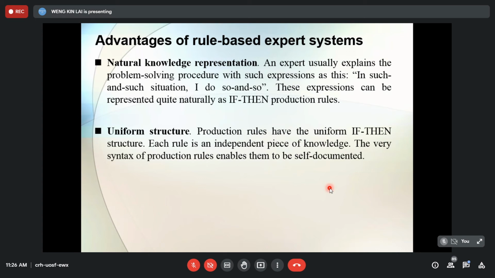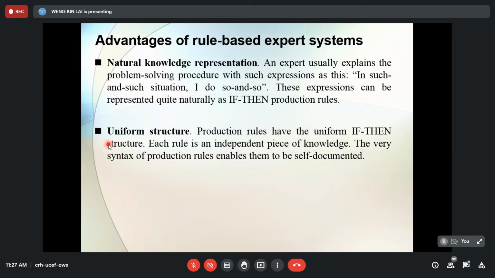Secondly, the advantage of a rule-based expert system is that it has a uniform structure. Such production rules have a uniform if-then structure. I think some of you pointed out before, it's so common to all of us. I'm surprised that somebody may even get bored with such things.